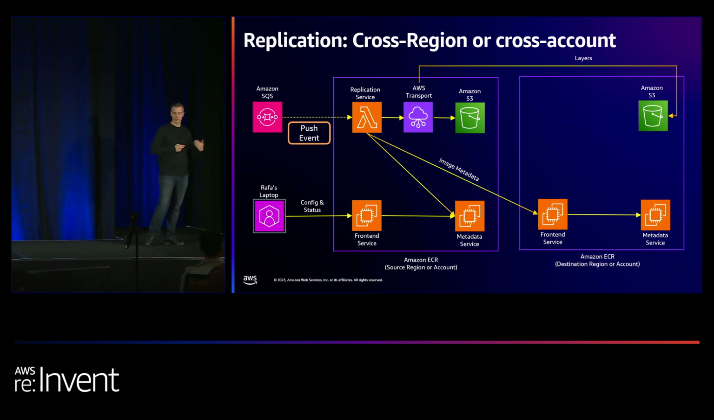With replication, there are other APIs you can call. In our SDK and CLI, you can check the status to see if it's complete or not. You can also change the rules or create new rules using our config APIs. And that would happen from your laptop or wherever to our console or to an API.